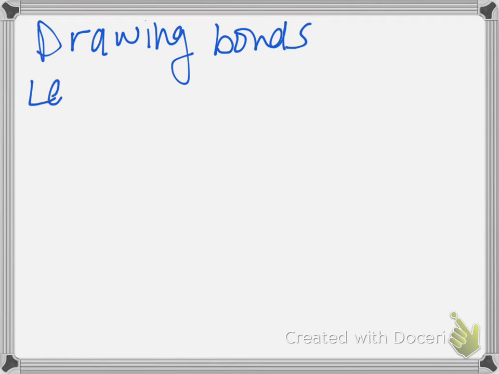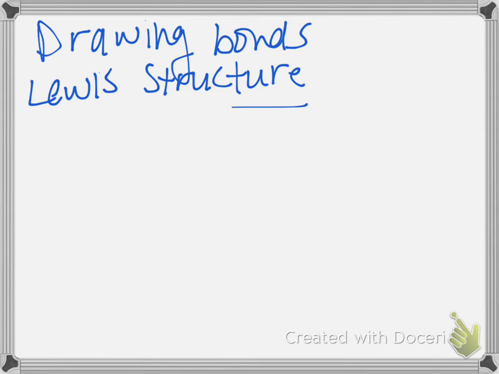When we draw bonds, we draw something called a Lewis structure. Lewis structure. Okay, and that's really what our goal is for today, is to learn how to draw two-dimensional pictures of chemical compounds, right? We're going to learn how to draw pictures of chemical compounds and what they look like and show their electrons and show how they bond and where they bond and all that kind of stuff. Okay? So when we draw them, we're going to draw them using something called a Lewis structure.